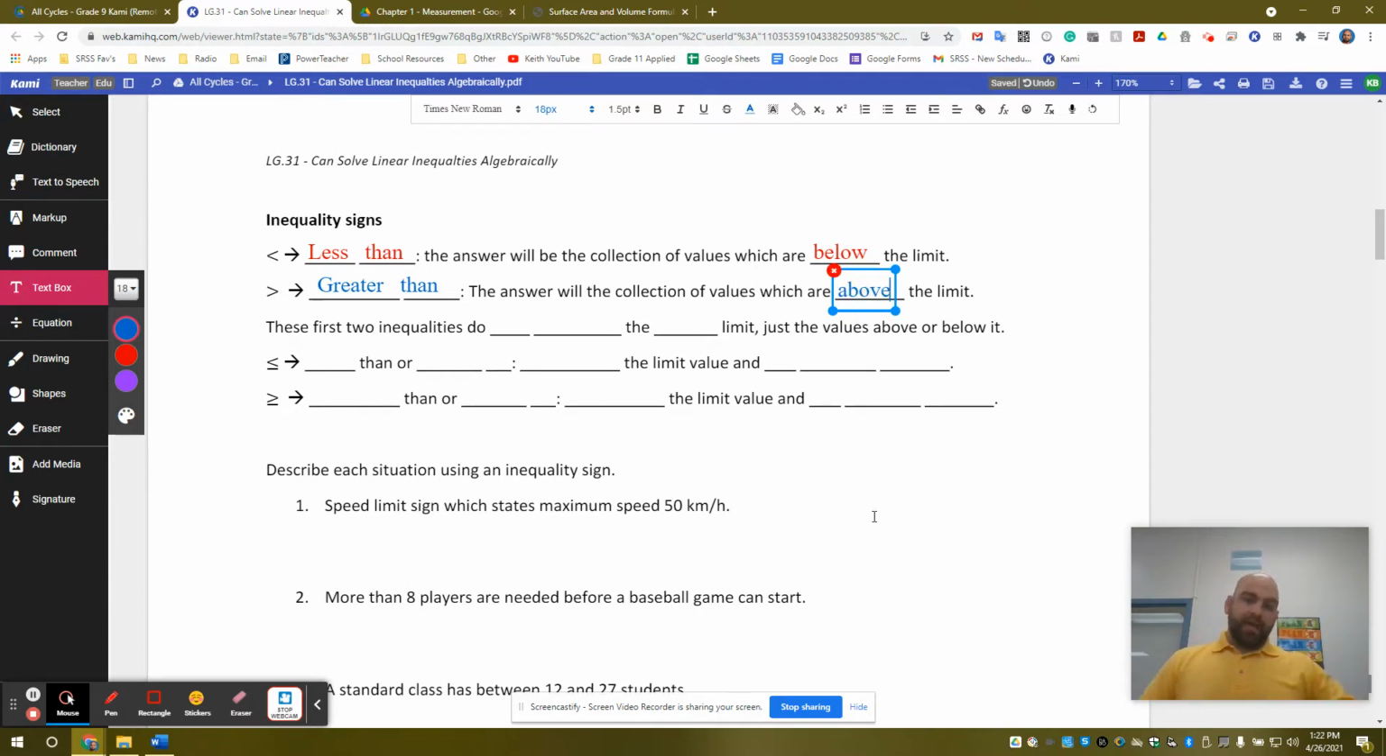Now that means that, again, like our height one, we're looking for what heights are above the limit that we have. Those ones will all be allowed. Anything below the limit is not allowed. Anything above the limit is allowed.